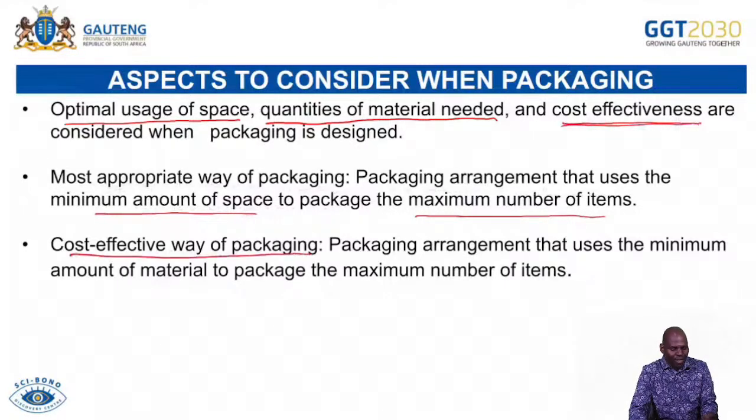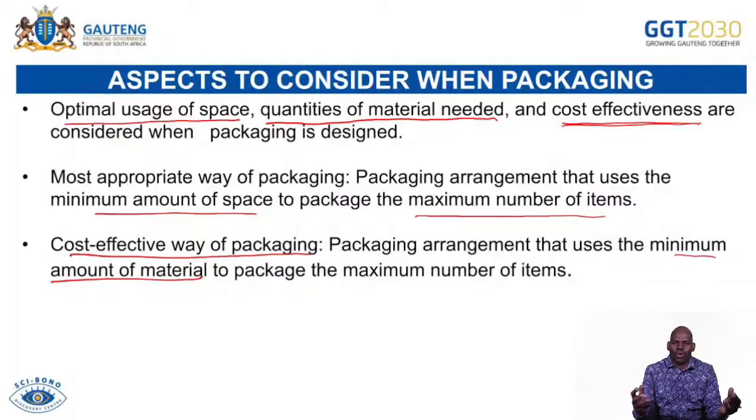Cost-effective way of packaging. What do we mean by cost-effective way of packaging? It is a packaging arrangement that uses the minimum amount of material. So if you've got a container, if you're using boxes, if you'll be working for a big company where you are doing packaging and so on, it means you mustn't waste the material to make those containers. In this case we're going to use the smallest amount of material that we can in order to package as many items as possible.